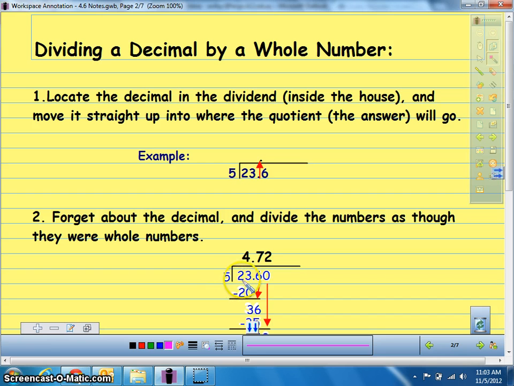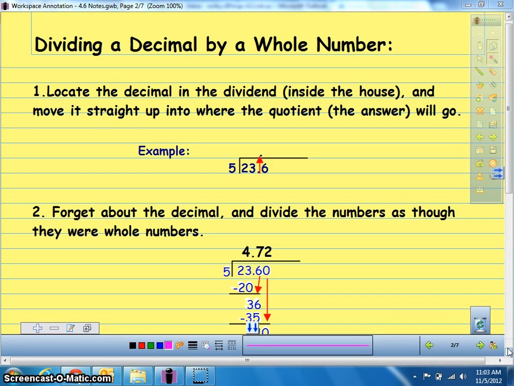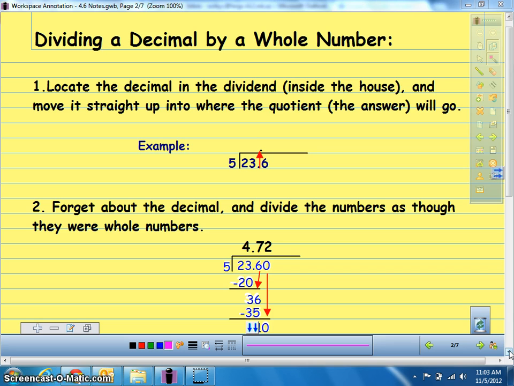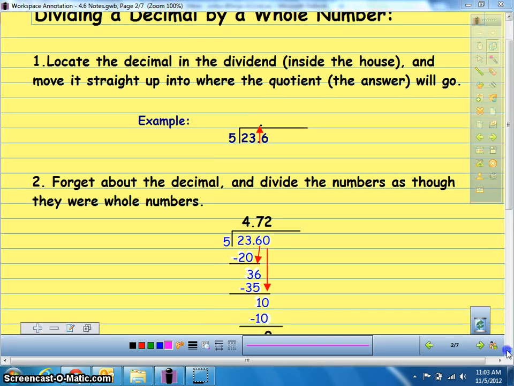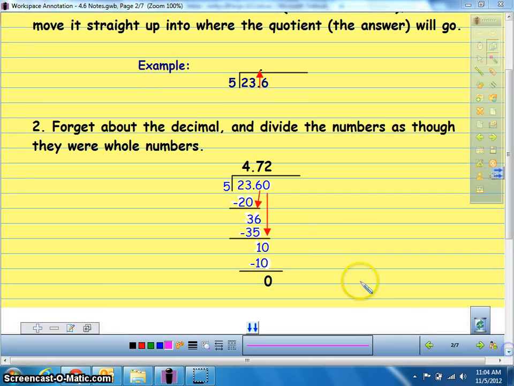And we know that 5 can't go into 2, but it can go into 23. So 5 can go into 23 4 times. 4 times 5 gives us 20. We subtract 20 from 23 and we get a 3. So then we've got to bring down this 6. We have 36. So then we ask ourselves, how many times can 5 fit into 36? Well, we know our 5s pretty well. And we know that 5 can go into 36 7 times.